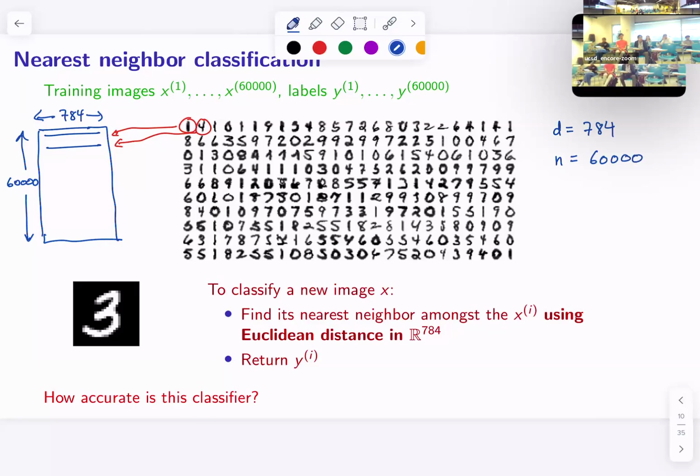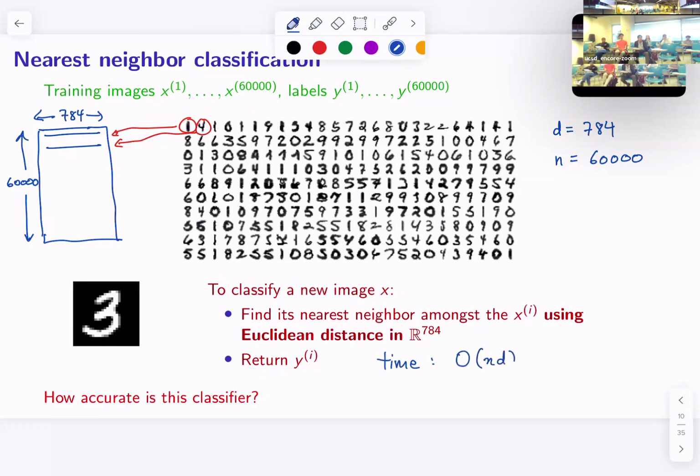So in order to compute the distance between 2 points, which of these matters, the D or the N? D. Because you're going through the dimensions one at a time, right? So the running time is basically proportional to D to compute one distance. And how many distances do we need to compute? 60,000, or N. So the total time is going to be proportional to N times D. Does that make sense?